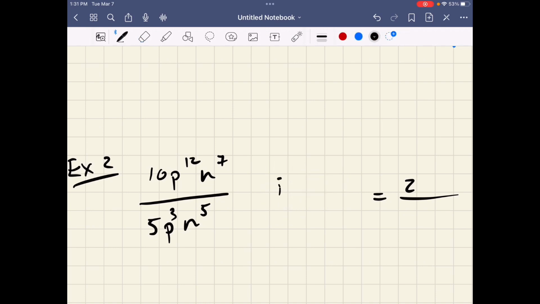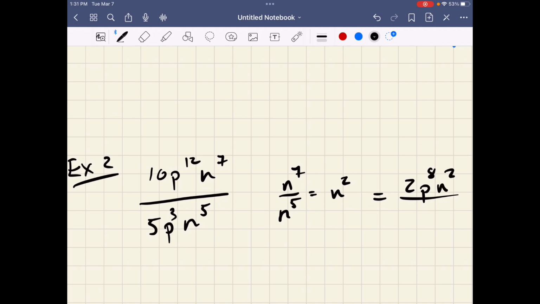Next, I have p to the 12th over p to the 3rd. I'm going to use the division rule, that second law. I have p to the 12 minus 3, which simply becomes p to the 8th. All right, and I'm going to erase this one in the middle. And here, same rule, n to the 7th over n to the 5th, and I'm going to subtract those two and get n squared.